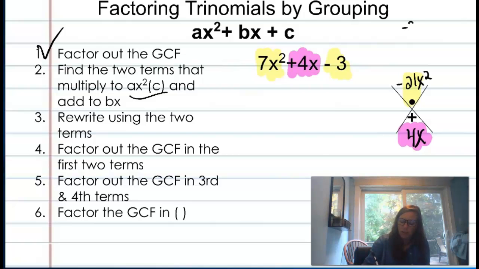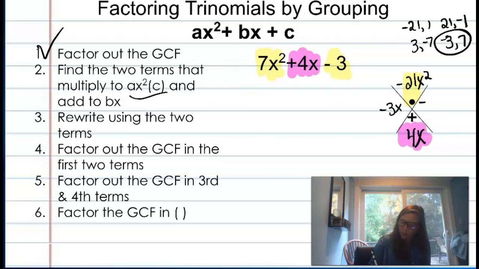So you can list them out: negative 21 and 1, or 21 and negative 1, or 3 and negative 7, or negative 3 and positive 7. Because we're looking for it to add to 4, those are the only two numbers that do. So that's what we're going to choose: negative 3x and 7x.